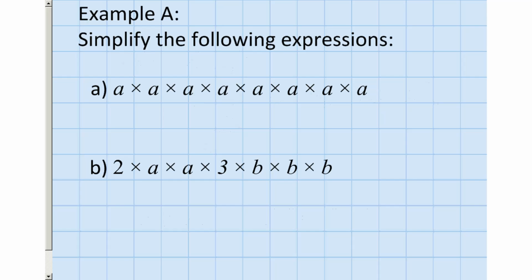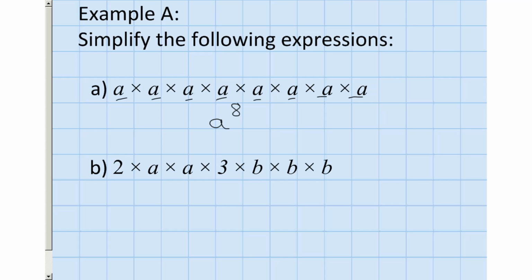So for example, simplify the following expressions. a times a times a times a times a times a times a times a. Well, we've got 1, 2, 3, 4, 5, 6, 7, 8 a's, so this is a to the power of 8. Next one, 2 times a times 3 times b times b times b.